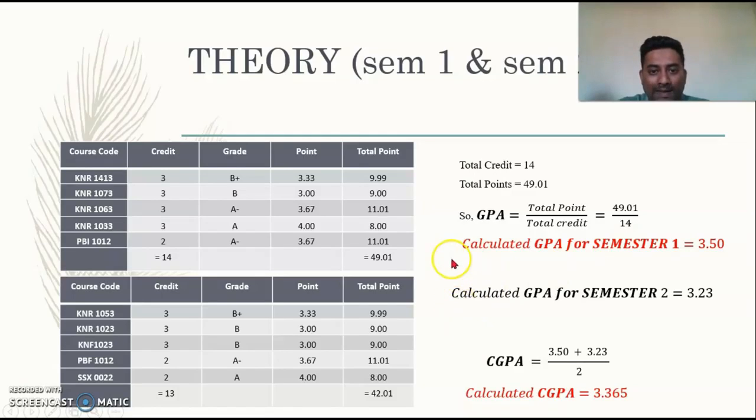So let's assume someone got 3.50 for the first semester and 3.23 for the second semester. How do you calculate the CGPA? Simply sum up the GPA for the two semesters and divide by the number of semesters. As you can see here, the calculated CGPA is 3.365. Based on this manual calculation, we will attempt to convert it into C++ coding.